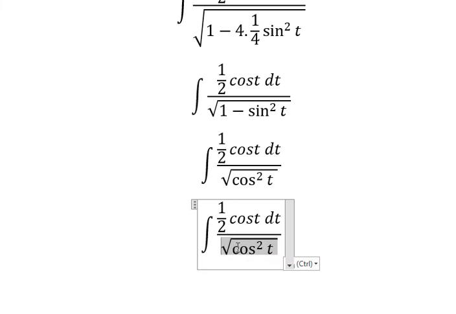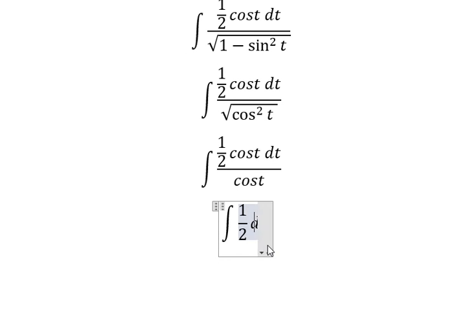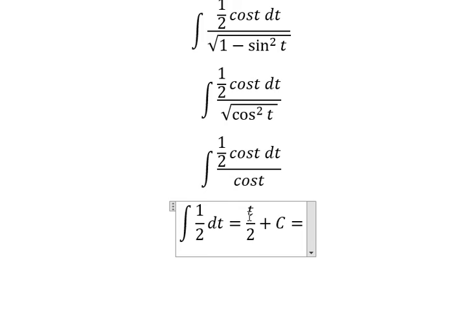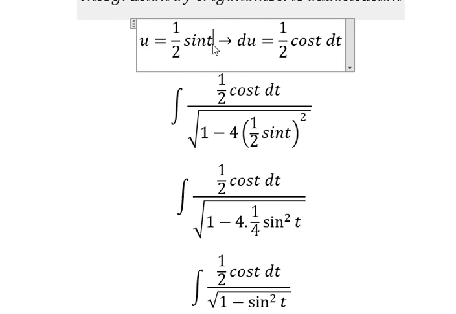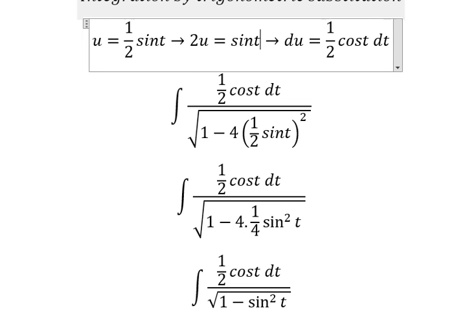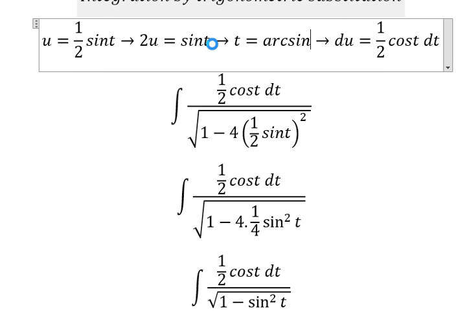And this one you get cosine t. Cosine t, we cancel. The integration of this one you get t over 2, and we put c. About t, that is this one. So we multiply both sides by 2. And you get t equals arcsine of 2u.